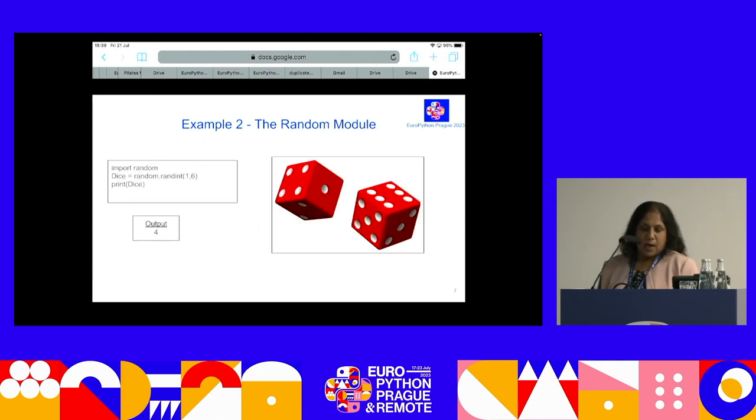So, another transformative experience came with the exploration of the random module. We began by examining the traditional example of randomly selecting a number from a six-sided dice. Import random, r equals random.randint(1, 6). This generates a random number between 1 and 6. Their faces were quite animated. "I like random numbers," said more than one young person.